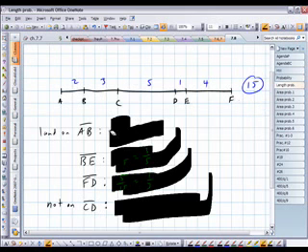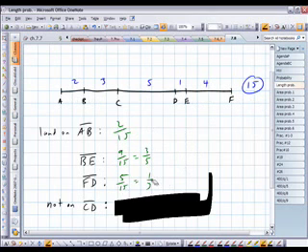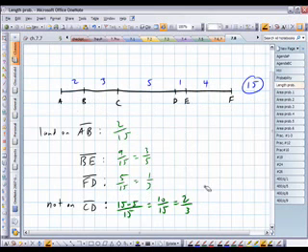So the probability of landing on AB is the desired over the total. The desired is 2, the total is 15, so it's 2/15. The probability of landing on BE, from B to E, is 3 plus 5 plus 1, which is going to be 9. 9/15 is equal to 3/5. The probability of landing on FD is 4 plus 1, so 5 over 15 is 1/3. And finally, the probability of not landing on CD is the entire number line minus CD, so that's 15 minus 5 over the total 15, which comes out to 2/3.